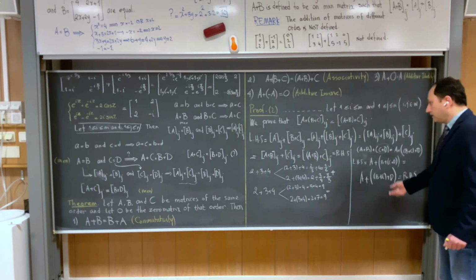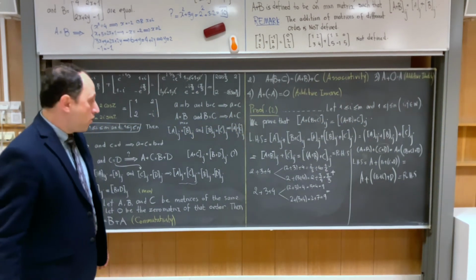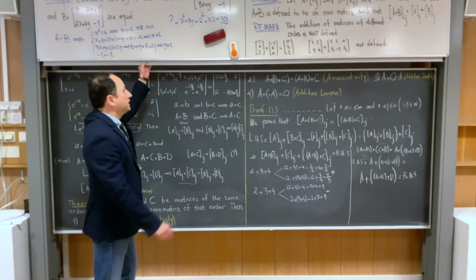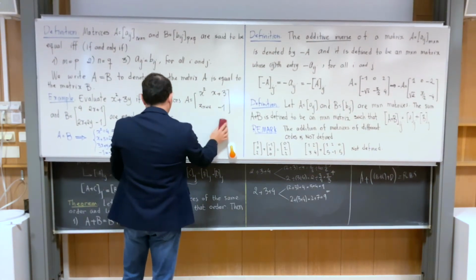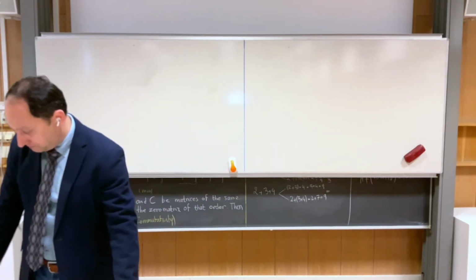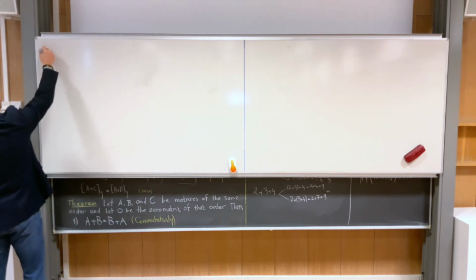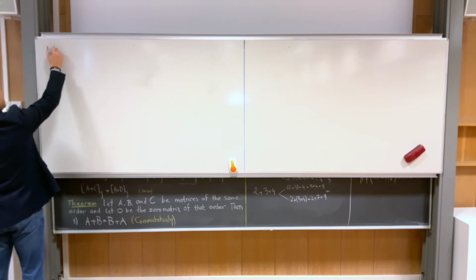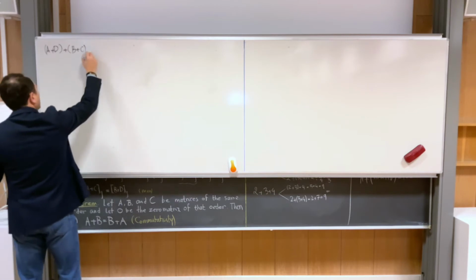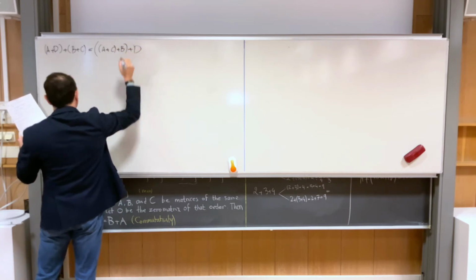Okay, now let me give you another example that involves both commutativity and associativity. Okay, so let me just open a little bit of space here. So for example, let me write this one. If I have (A plus D) plus (B plus C) equals this expression, (A plus C) plus (B plus D).